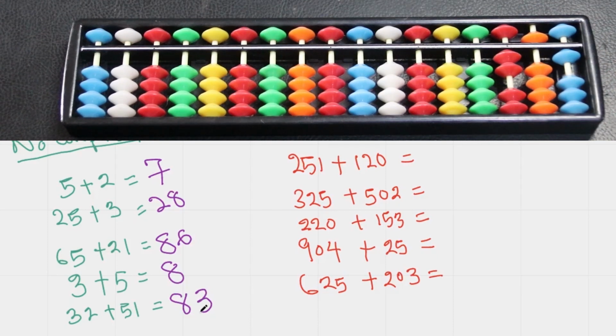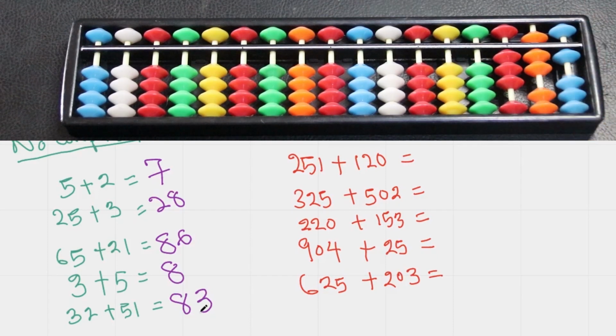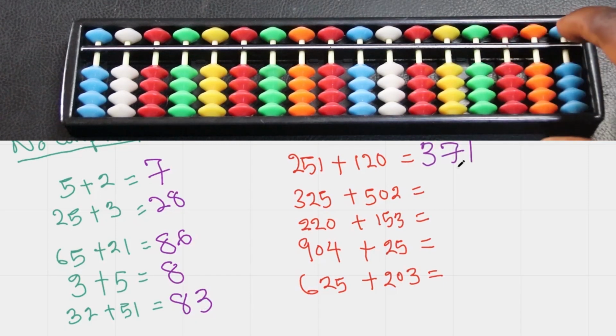251 plus 120. You don't perform any operation for the 0. And what's that answer? This is 3, this is 7, this is 1. So 371. Then 325 plus 502.